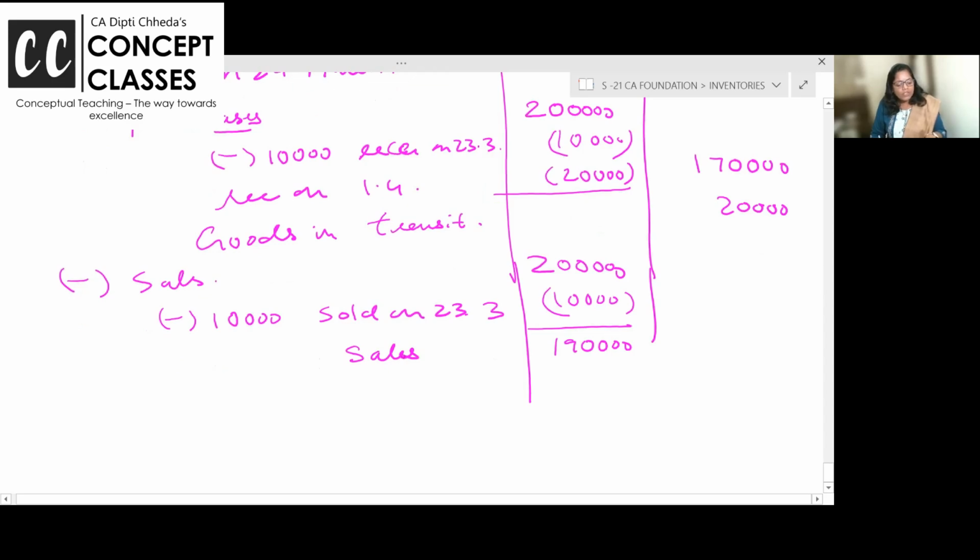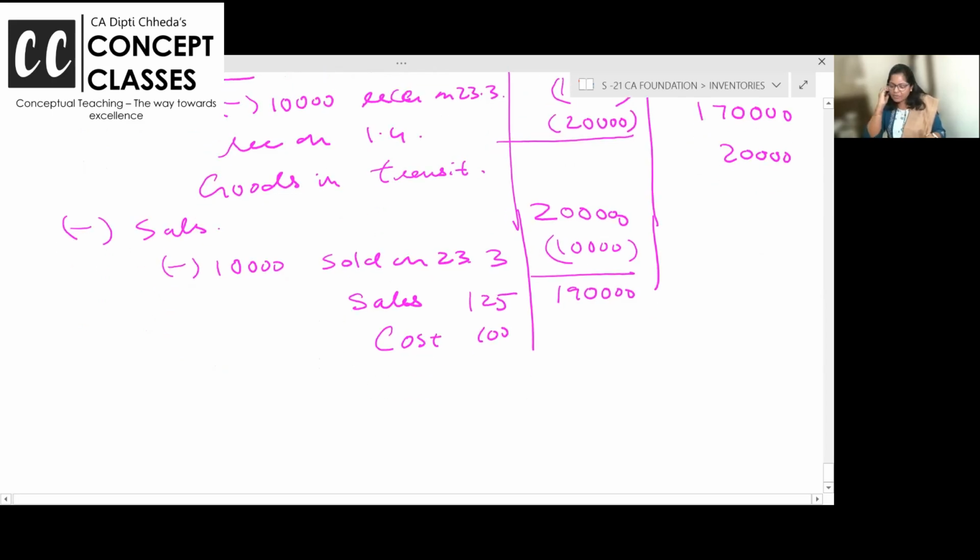And now what is the cost for this? Cost is 100 and selling price is 125. Equation is given to you. Cost is 100, selling price 125. I hope you are getting.